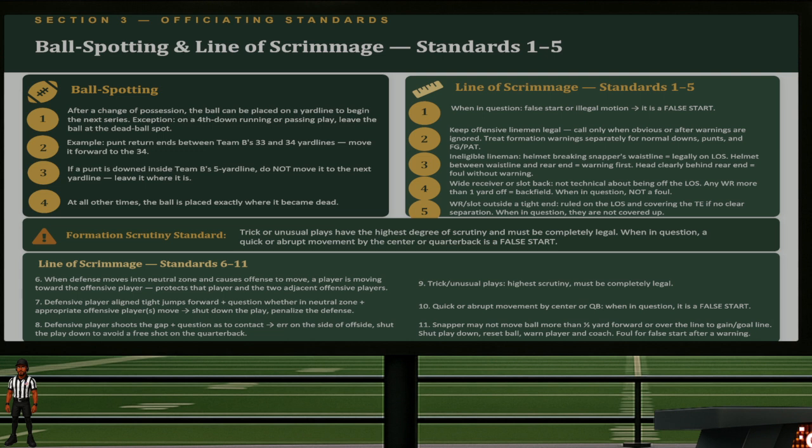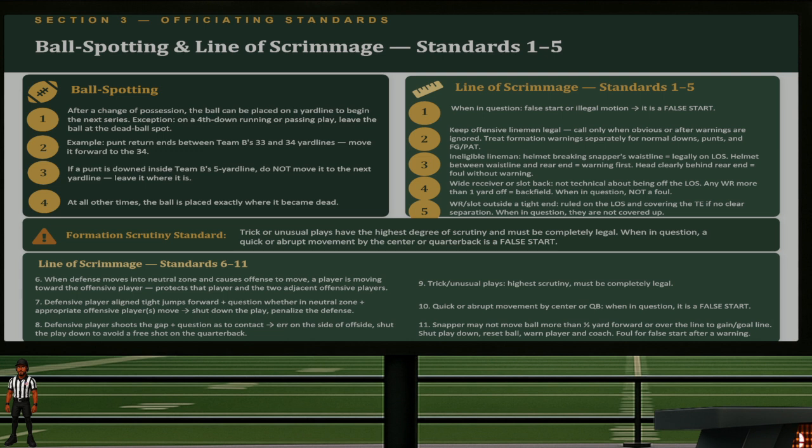Standard 3. Ineligible lineman alignment. If the ineligible lineman's helmet is breaking the line drawn through the snapper's waistline, he is legally on the line of scrimmage. If his helmet is anywhere between the snapper's waistline and the snapper's rear end, a warning should be given, but a foul will be called if multiple warnings have already been given. If the offensive player is lined up with his head clearly behind the rear end of the snapper, a foul will be called without any warning.